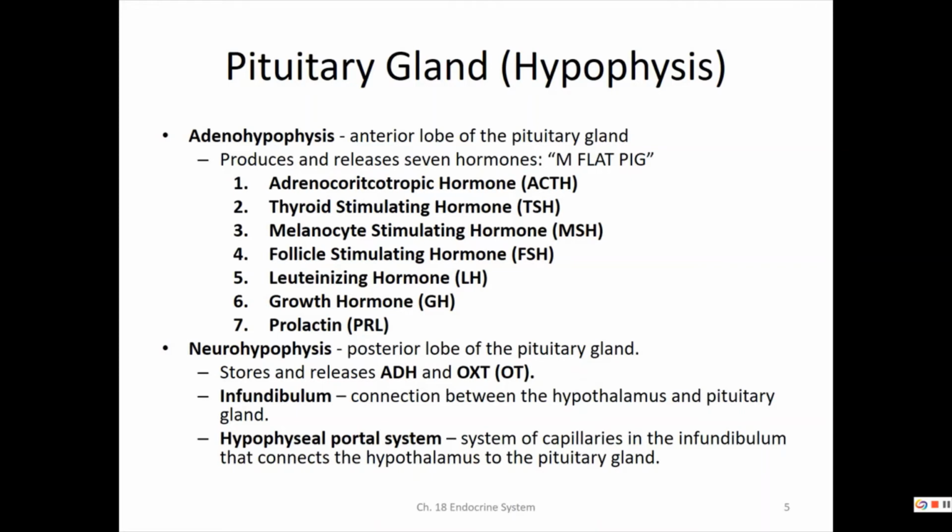Now, adenohypophysis. M flat pig: M, MSH; F, FSH; L, LH; A, ACTH; T, TSH; P, prolactin, PRL; I, ignore; G, growth hormone. M flat pig. That'll help you get every one of them down, easier to remember, okay? Now, the neurohypophysis, that's the posterior part.